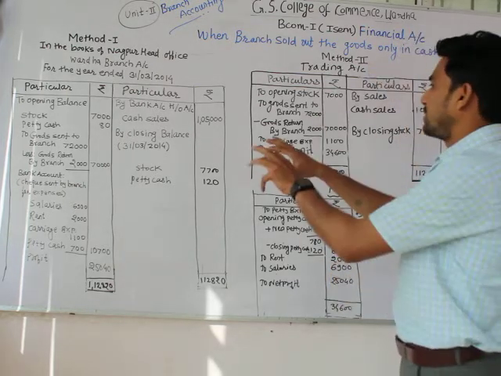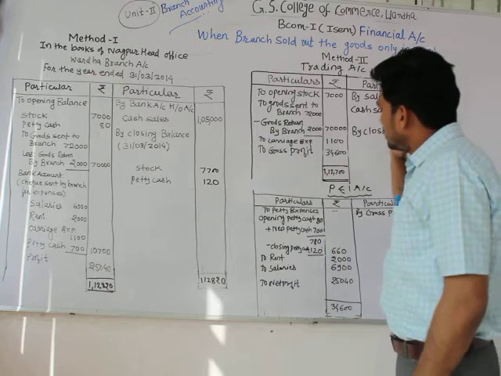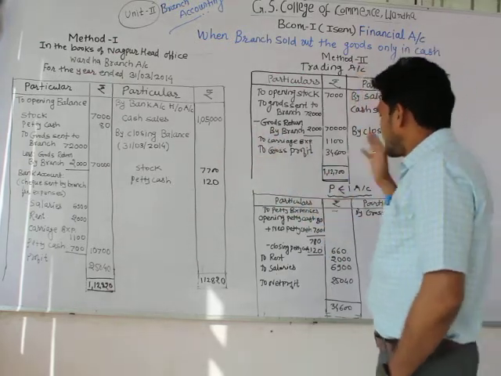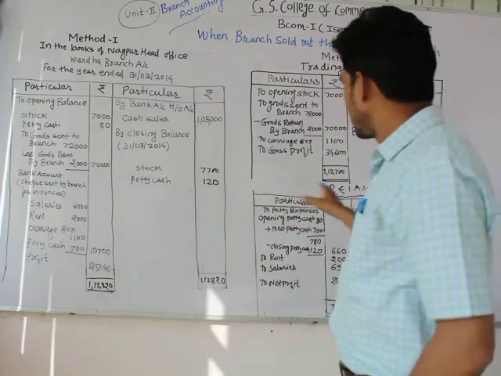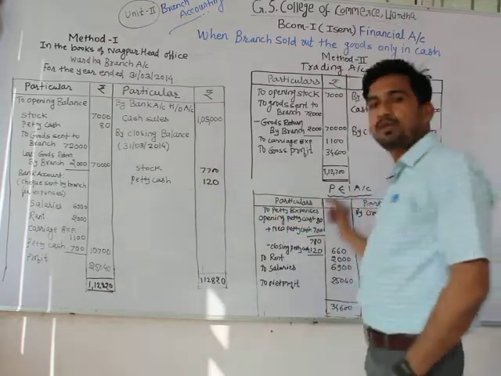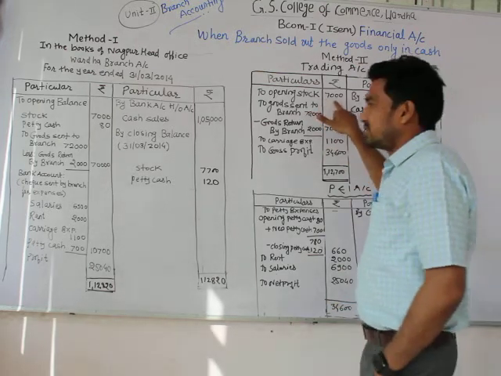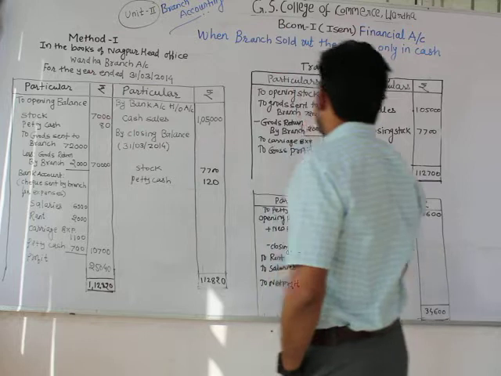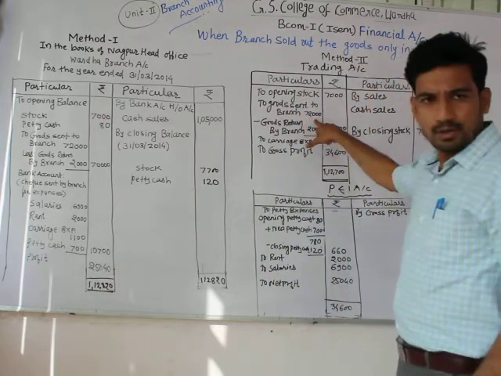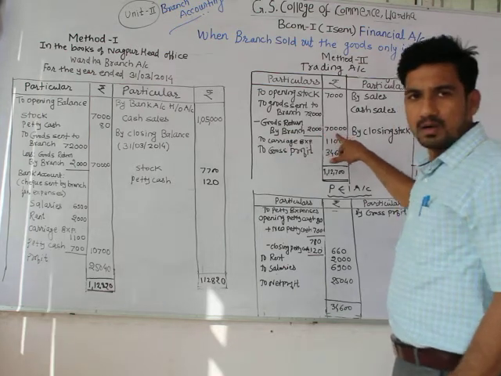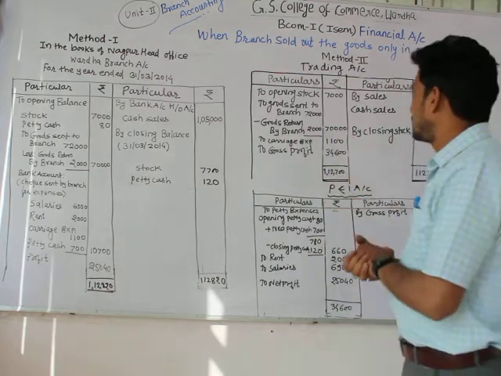Particularly what we have to do here is mention the entries and transactions related to the trading account in this trading account, and the transactions related to the profit and loss account in the profit and loss account. So concentrating on the trading account, opening stock 7,000 we have here, then goods sent to branch 72,000, less goods returned by branch 2,000, so the ultimate goods is 70,000.